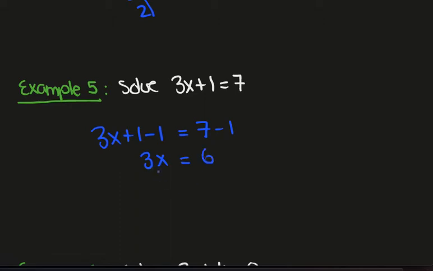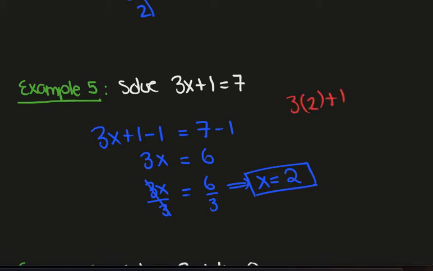Now we have a multiplication by 3. Now the opposite of multiplication by 3 is division by 3. So I'm going to have 3x divided by 3 is 6 divided by 3. Whatever we do on the left hand side, we have to do to the right hand side. So now the 3's cancel and I get x is 6 divided by 3, but 6 divided by 3 is just 2. Again, let's check it. So I have 3 times 2 plus 1. So 3 times 2 is 6, and 6 plus 1 is 7.